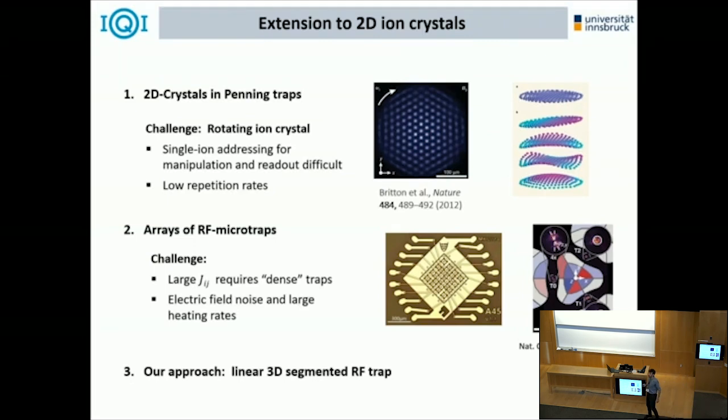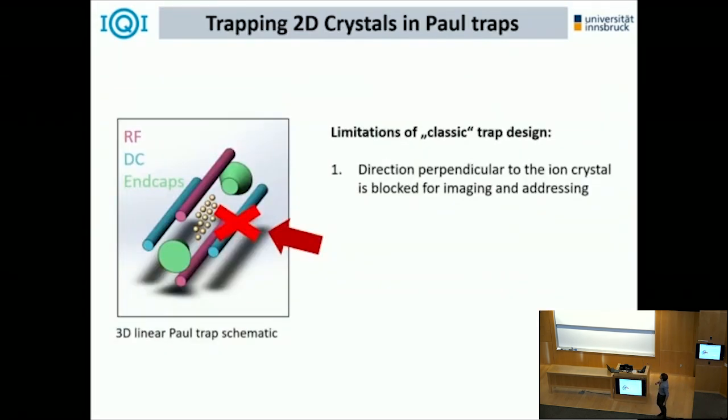And this Innsbruck design, which exists now for 20 or 25 years, since Rainer Blatt is there, is that you have this design here with two rod electrodes. Two of them are supplied by a radio frequency field. The other ones are at DC potential. And also you have the end cap electrodes to generate the axial potential, which is also DC. And actually you can create a 2D crystal in this.